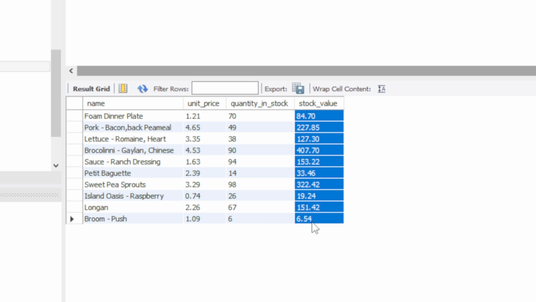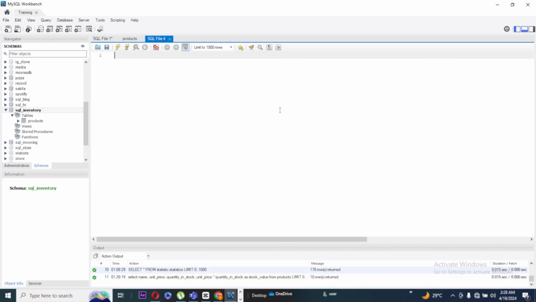So this is how to use calculation in SQL. To do other calculations, we can simply swap the asterisk, which is multiplication, for division or subtraction and addition. So these characters are called operators.